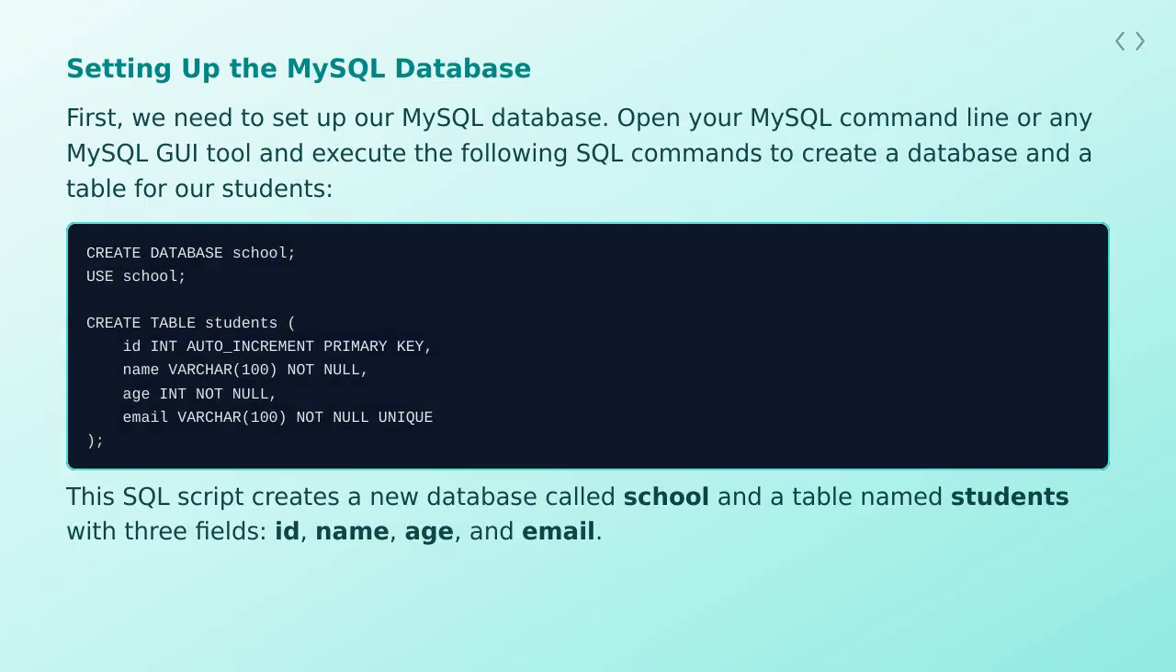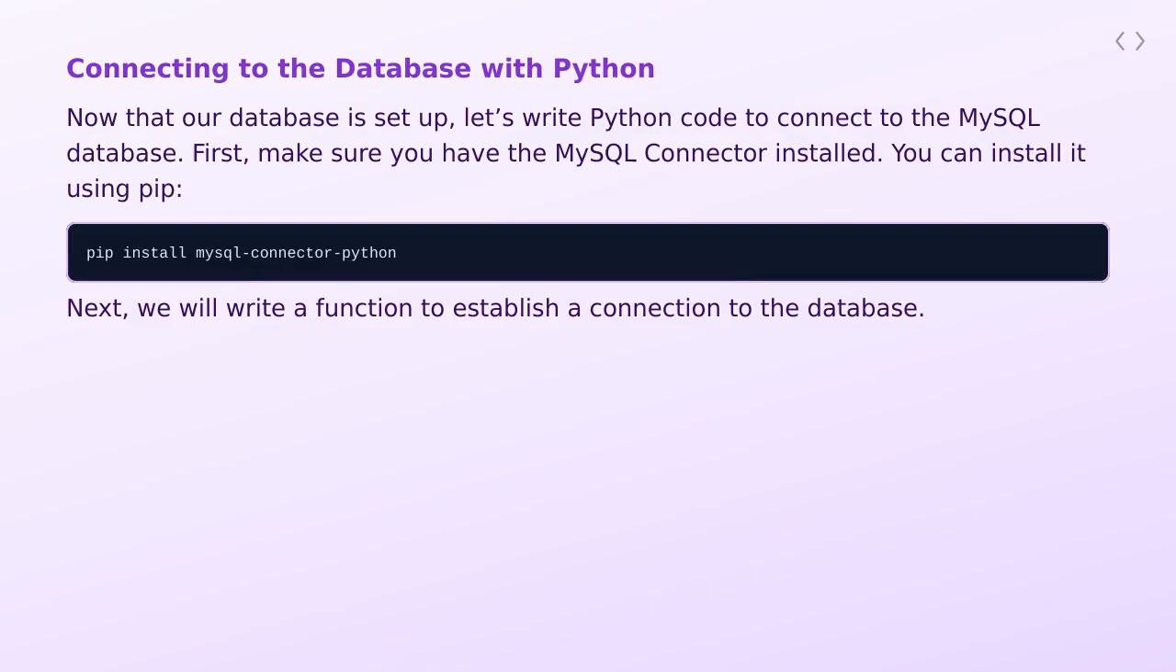Now, setting up the MySQL database. First, we need to set up our MySQL database. Open your MySQL command line or any MySQL GUI tool and execute the following SQL commands to create a database and a table for our students. I'll let you read the examples on screen rather than reading every line aloud. This SQL script creates a new database called school and a table named students with 3 fields: ID, name, age, and email. Let's move on to connecting to the database with Python.